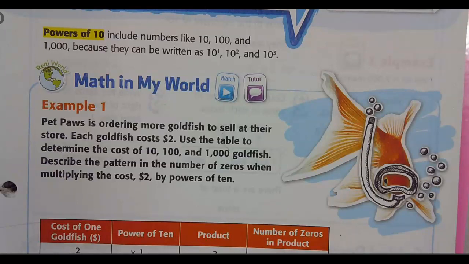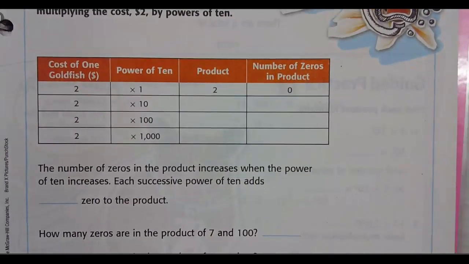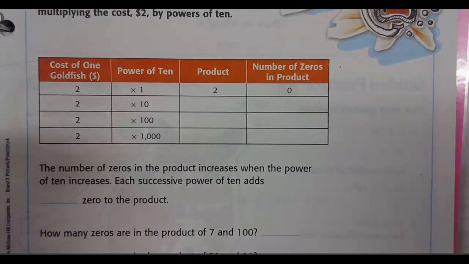Page 99. Example number one. Pet Paws is ordering more goldfish to sell at their store. Each goldfish costs $2. Use the table to determine the cost of 10, 100, and 1,000 goldfish. And you need to describe the pattern and the number of zeros when multiplying the cost $2 by a power of 10. So the cost of one goldfish, the power of 1, is $2. How many zeros are in $2? There are none. Let's look at the next one.